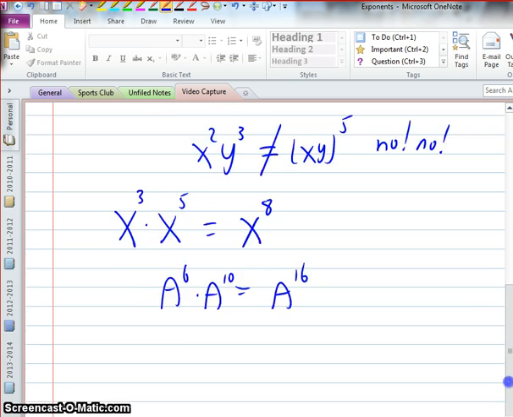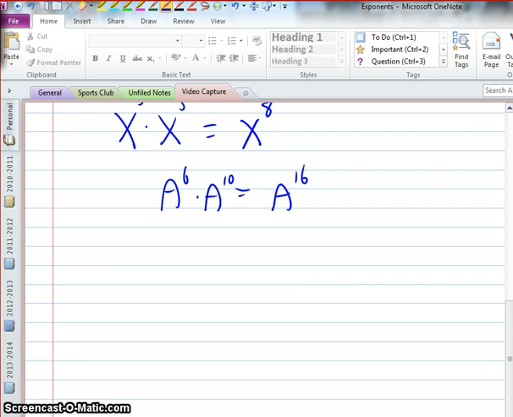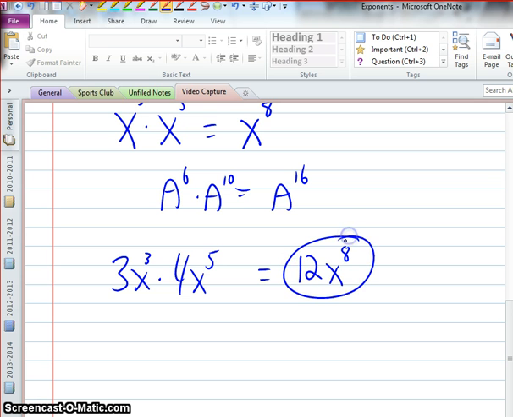And coefficients that come along for the ride are going to be multiplied by each other. So if, for example, we had 3x cubed times 4x to the fifth, well, 3 times 4 is just like it always is. That'll be 12, but we're going to add the exponents. A couple more quick examples.